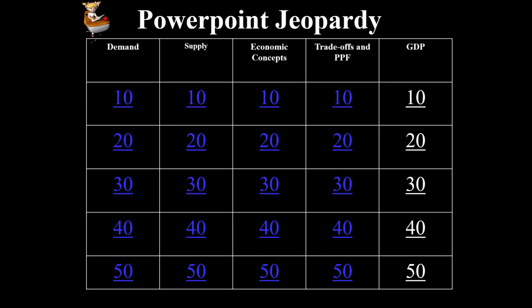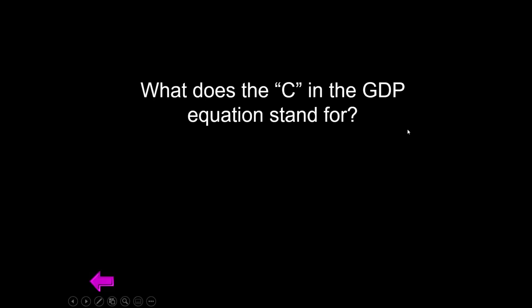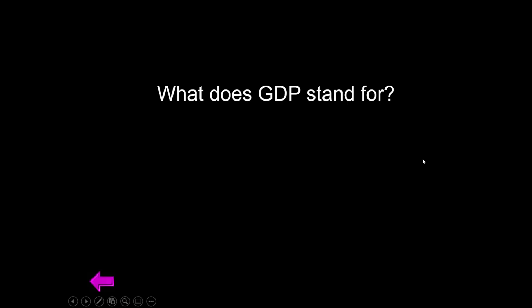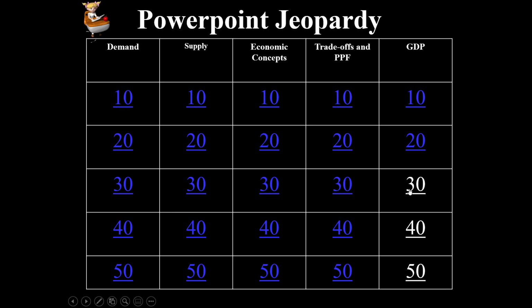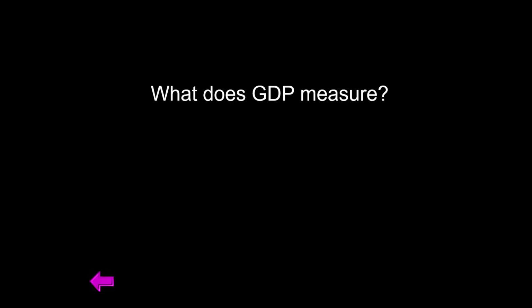All right, moving on. So we'll take GDP for 10. What does the C in GDP equation stand for? The C stands for consumption. Let's take GDP for 20. What does GDP stand for? GDP stands for gross domestic product. What does GDP measure? GDP measures the market value of all final goods and services produced in a country during a period of time, usually 1 year.